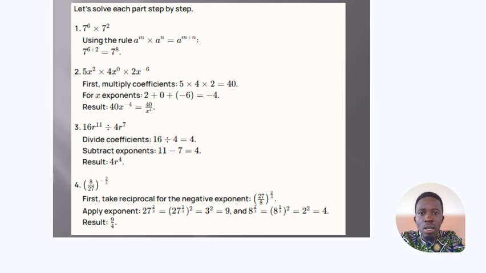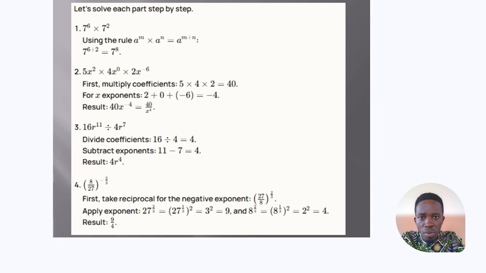So we first multiply them out. 5 times 4 is 20, times 2 is 40. Then the exponent, the power. I told you index can also be called power, or exponent. For the exponent, we have power 2, power 0, and power minus 6. Since it is the multiplication law, you add the powers together. So that is 2 plus 0 plus minus 6. 2 plus 0 is still 2, then 2 minus 6 gives us minus 4. Remember we multiplied the coefficients to get 40, and now the power of x is minus 4. So we write 40x raised to power minus 4.